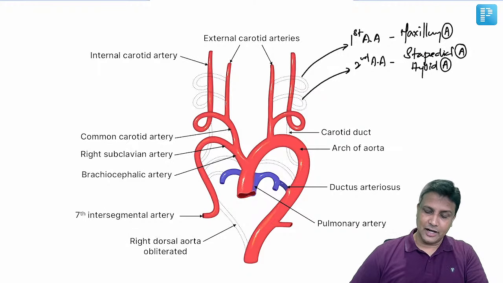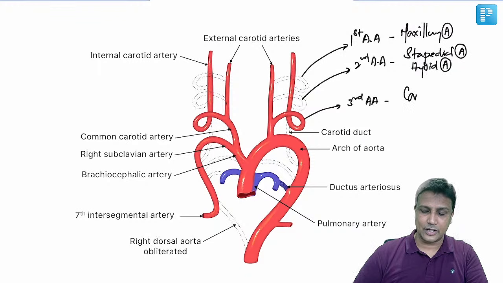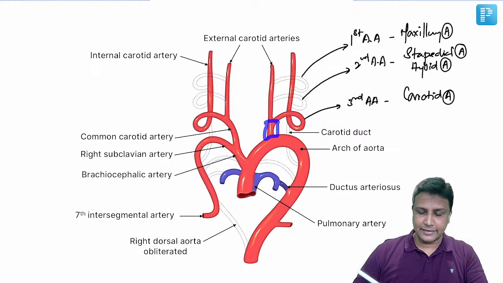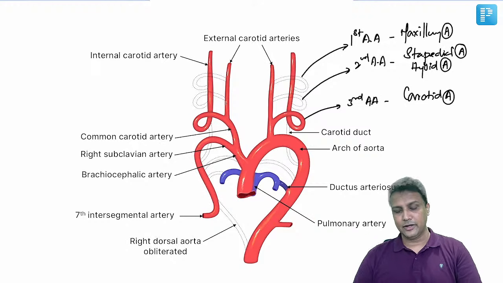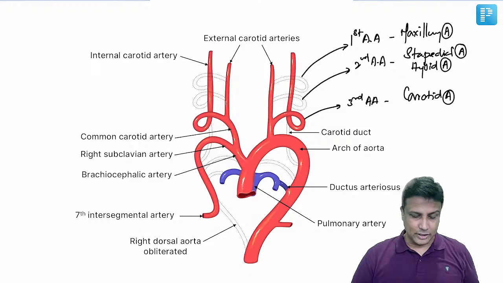Now, what about the third arch artery? Remember, the third arch artery is the one which is going to form your carotid arteries. The proximal part is going to form the common carotid artery, and the distal part is the one which is going to form your internal carotid artery. The external carotid artery is just given off like a bud from there.